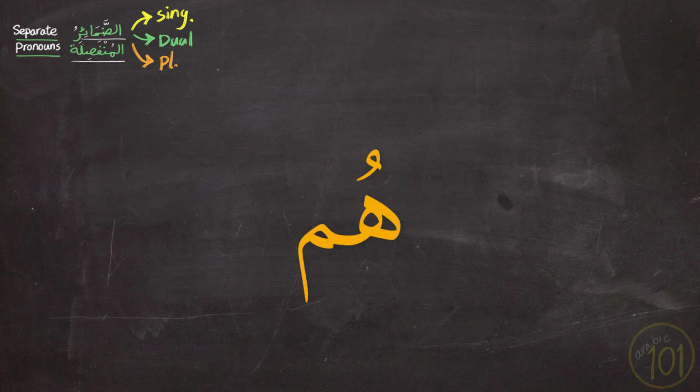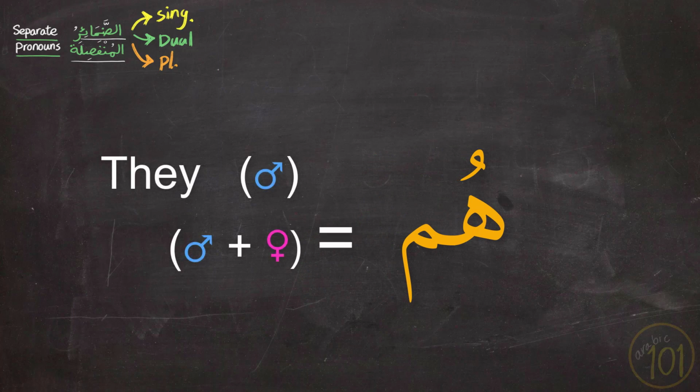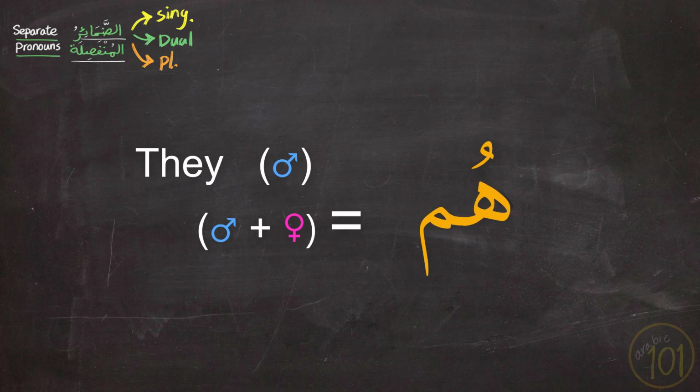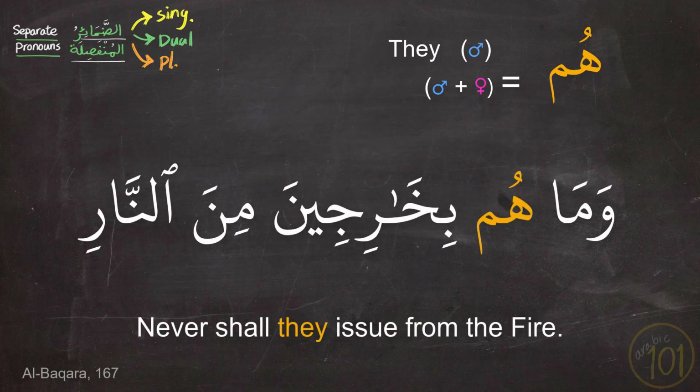Next is hum, which means they for masculine pronouns. However, it could also refer to masculine and feminine nouns if they are in the same group. And this happens in many places in the Quran, like in this example. وَمَا هُمْ بِخَارِجِينَ مِنَ النَّارِ. So here when we read the translation, it says they, in spite of the fact that hum is mainly used for masculine nouns, it does not exclusively refer to men here, but it also contains women whom this ayah is talking about.